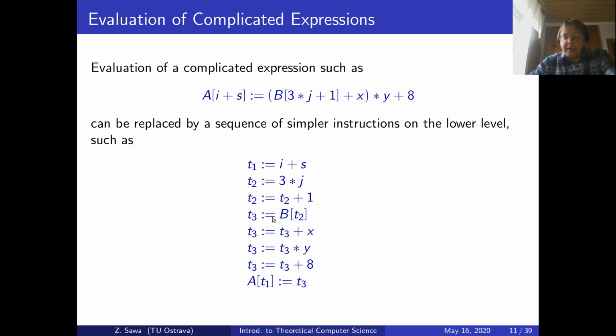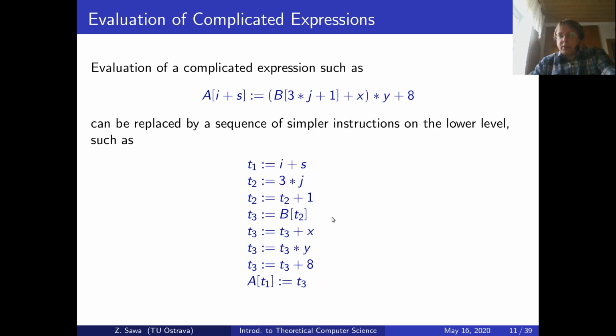By this, t2 now contains an index into this array b, so the next instruction will be to read the value on this index. Then to this value the variable x will be added. Then this will be multiplied by the value of y, and then the constant 8 will be added to this t3, and at the end this computed value will be stored into array A at the position specified by t1, where we computed that it's position i plus s.